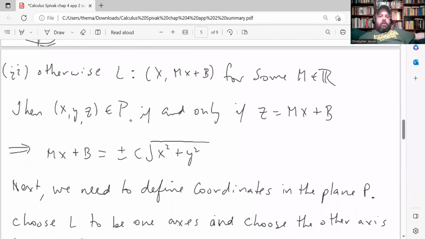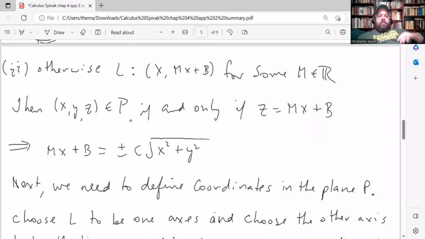And then case number two is where the plane is not vertical. So in other words, the line L has some slope m, right? So if x, y, z is a point in the plane, then z has to have the form mx plus b. Okay, that's if and only if, which again by equation one implies that mx plus b is plus or minus c times the square root of x squared plus y squared.